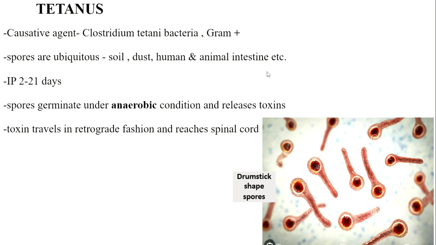The incubation period for tetanus is 2 to 21 days. The spores need anaerobic conditions for their germination, and once they germinate, they will release the toxin. This toxin is the pathogenic agent for disease causing. The toxin travels from the local production site to the neuromuscular junction or to the spinal cord level in a retrograde fashion. This is a picture showing the drumstick shaped spores we can see here.